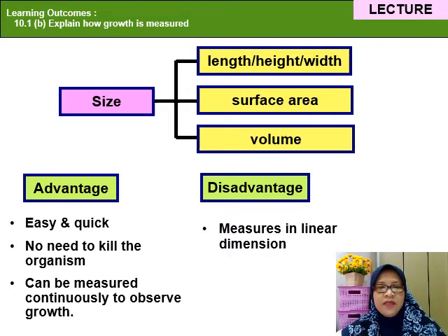What is the meaning of linear dimension? Linear dimension is a measure in one direction, and does not consider growth in other directions or dimensions. For example, we use height as a parameter to measure growth of a human over a period of time, and it happens in one direction.